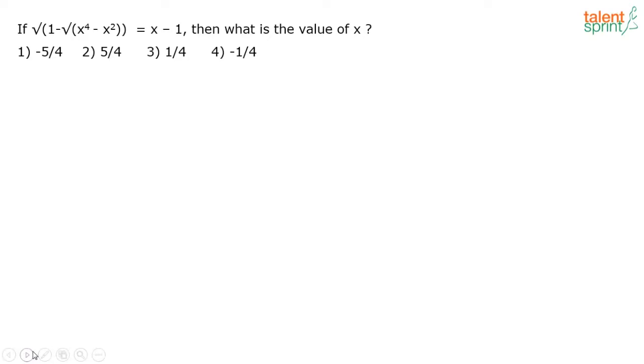Here's the next one. Involves some square roots and other things there. So it says square root of 1 minus square root of x power 4 minus x square equals x minus 1. Then what is the value of x?